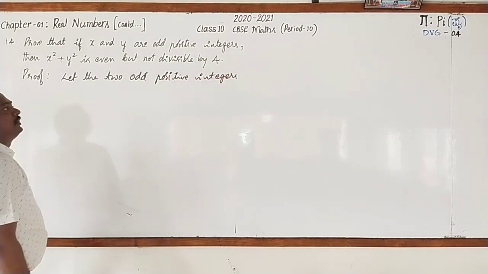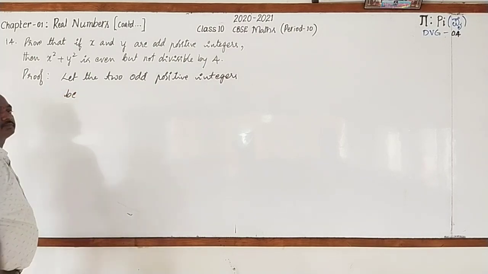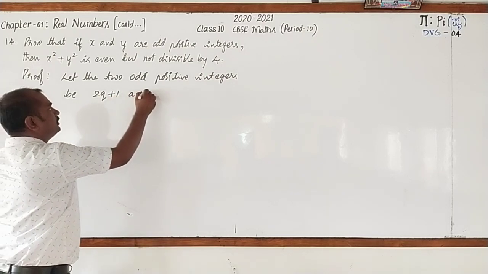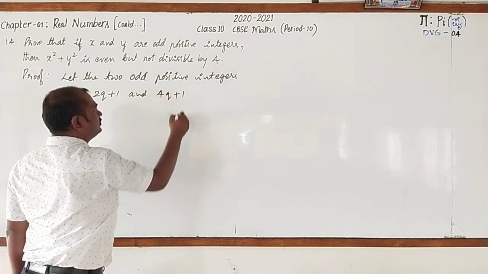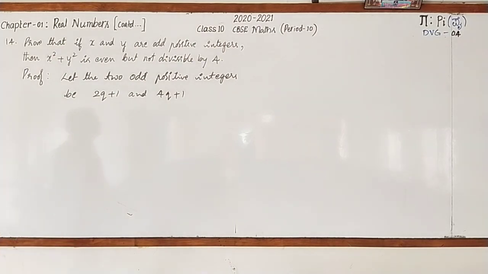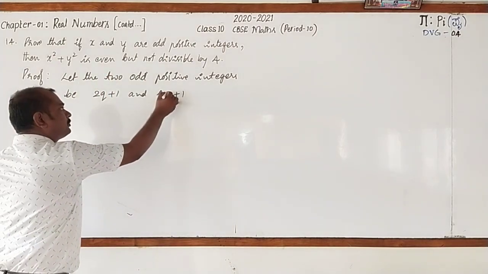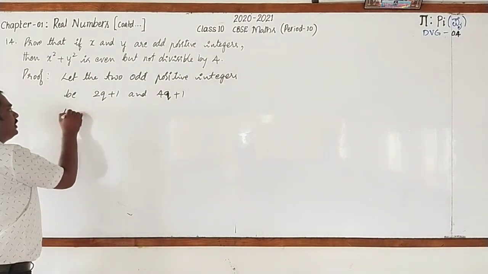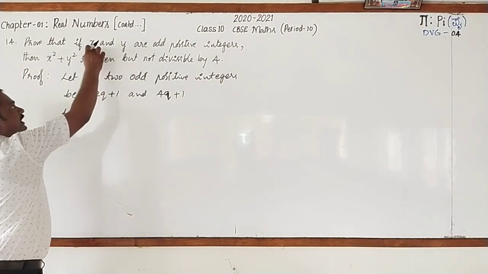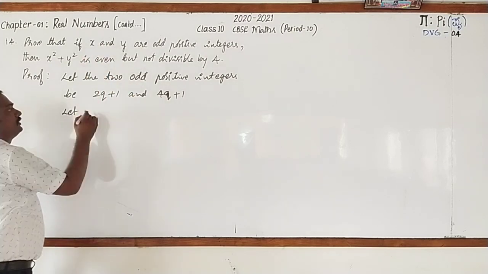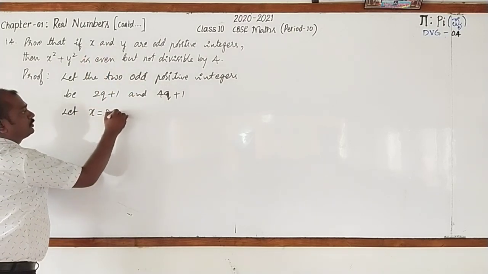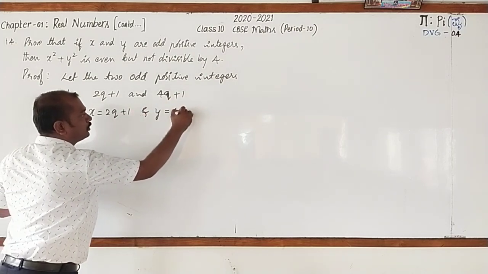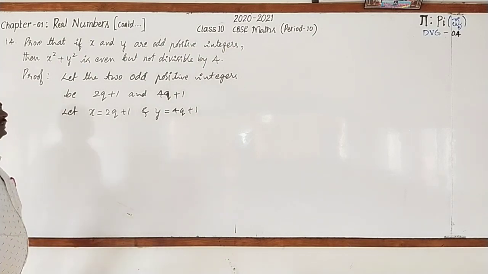What are those? Let them be 2q plus 1 and 4q plus 1. You may take any two, they are not given as particular ones. Any two odd positive integers. Now, let us take the first one as x and the second one as y. X equals 2q plus 1 and y equals 4q plus 1, both odd positive integers.